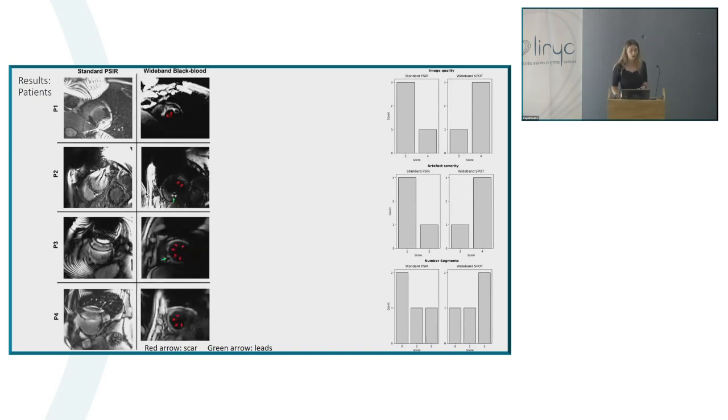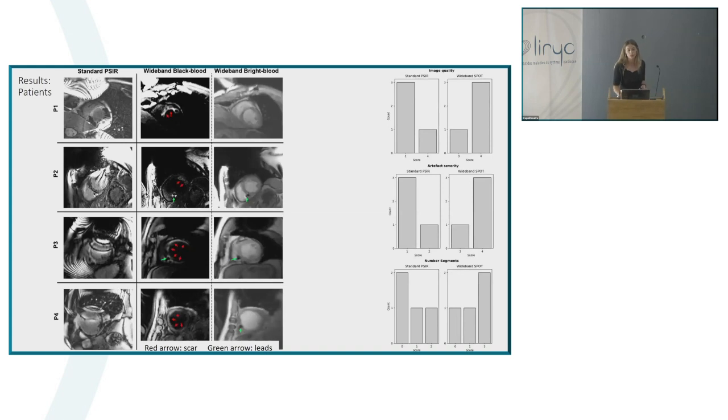Then we applied wideband for spot. So let's first start with black blood images. In all the 4 patients, you can see the artifacts were suppressed, and that the scar tissue was revealed very nicely. It is shown by the red arrows. The green arrow just shows the lead.